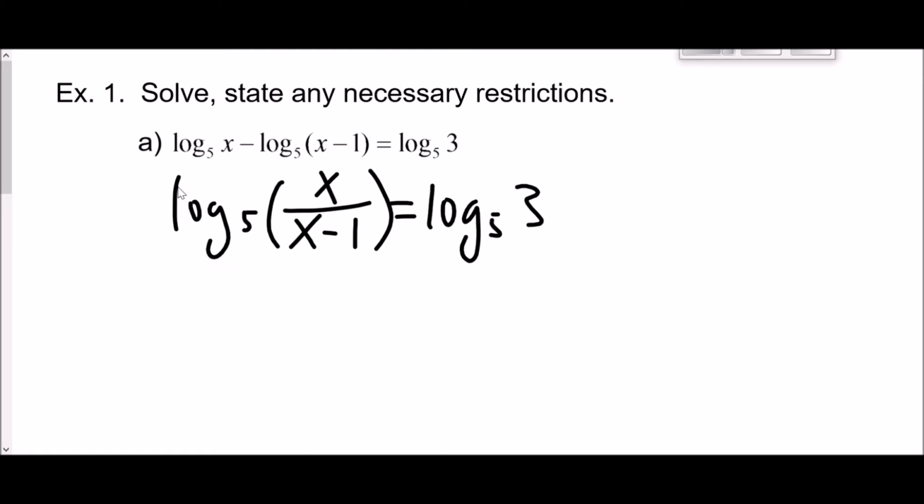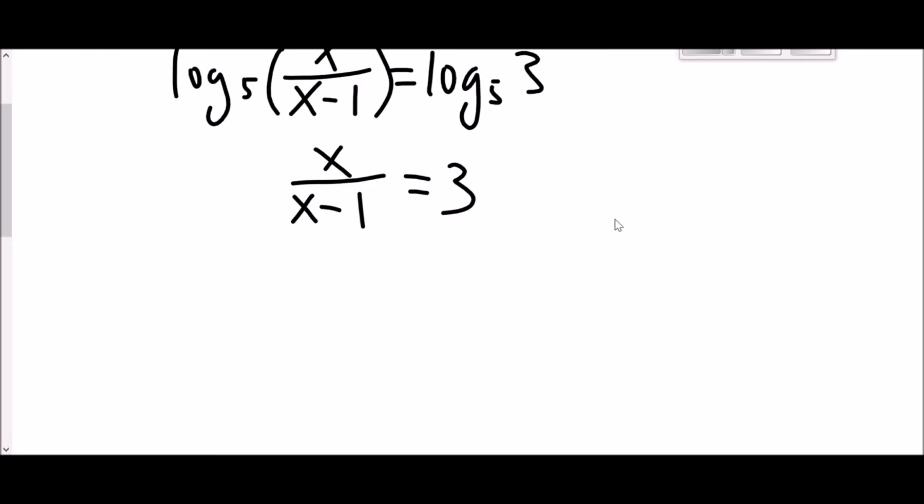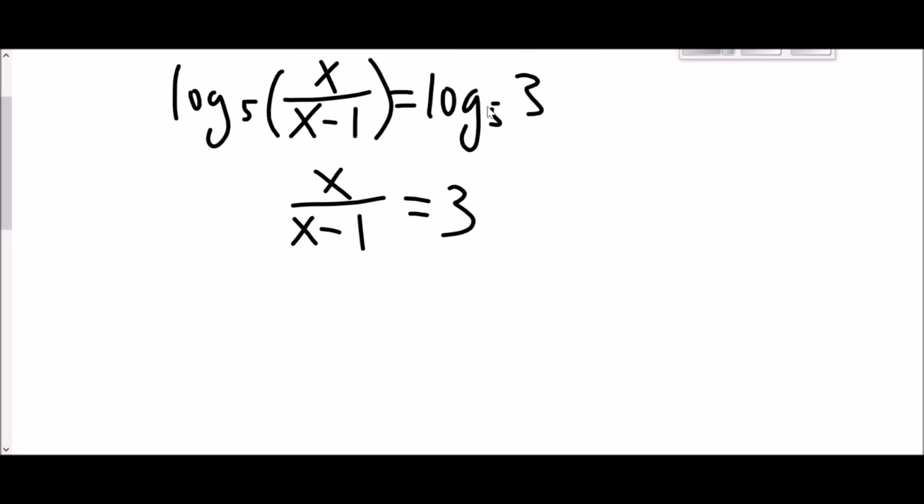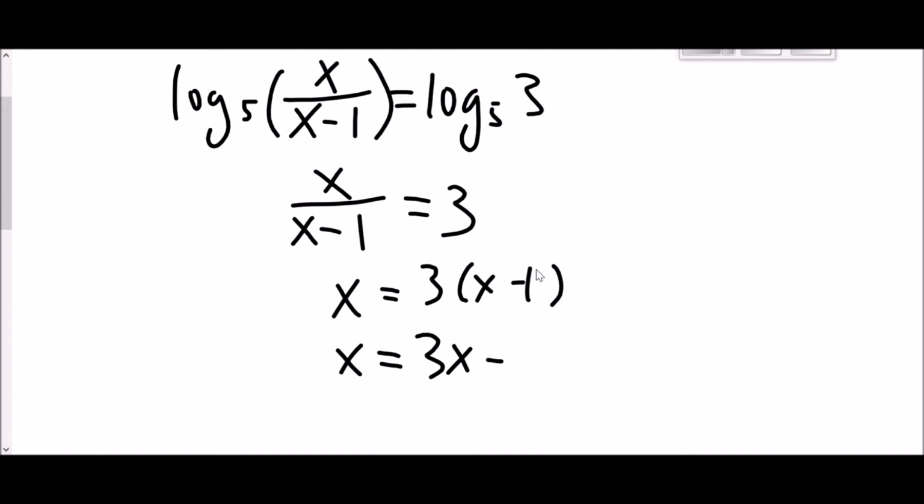If you look at this, log base 5 of this equals log base 5 of this. So that means this must be equal to 3. So x over x minus 1 equals 3. Then this is simple algebra. The new stuff, solving, dealing with logarithm, we already dealt with that. So now cross multiply. So x equals 3 times x minus 1. And then distribute the 3. So 3 times x gives you 3x, minus 3 times 1 gives you 3.